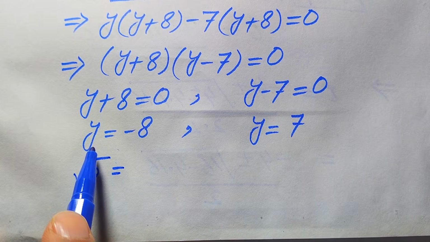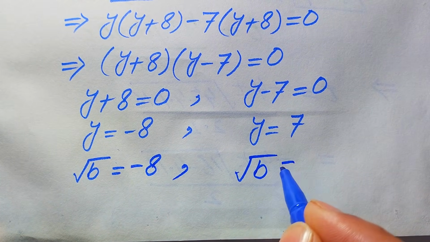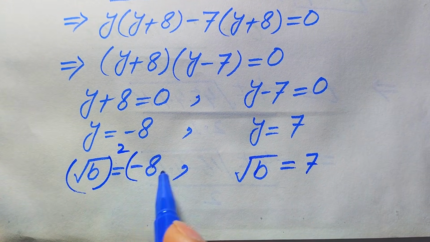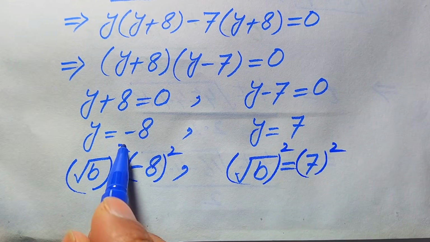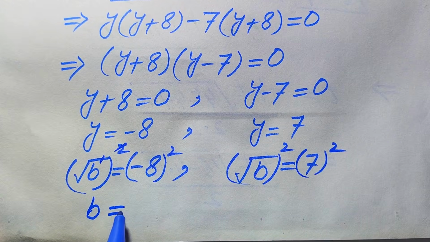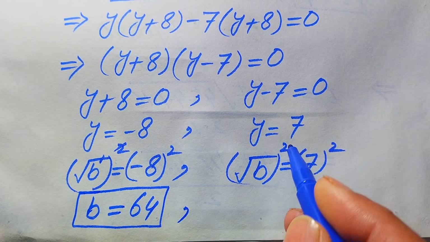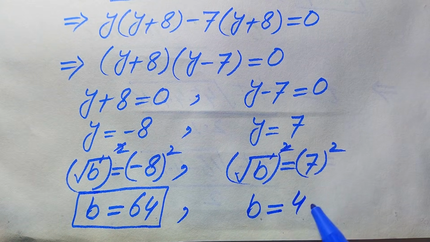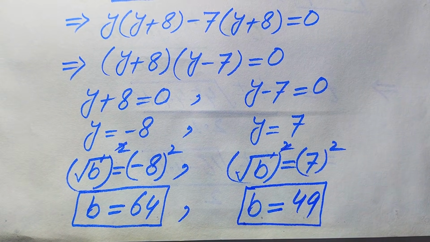So we back substitute the value of y, and it is square root of b equals minus 8. In this case again we have square root of b equals 7. And now for the values of b, we need to square both sides in this case and this case as well. The square and square root are gone, and we get b equals minus 8 squared, and minus 8 squared becomes 64. And similarly from here, the square and square root are gone, and we get b equals 7 squared. 7 squared becomes 49. So this is the second value of b.